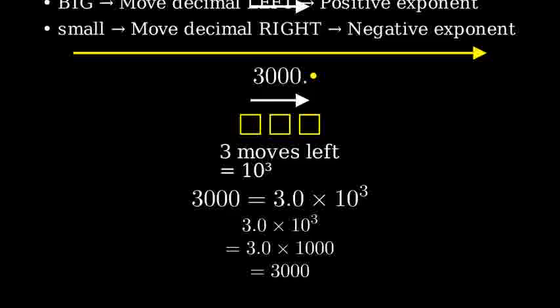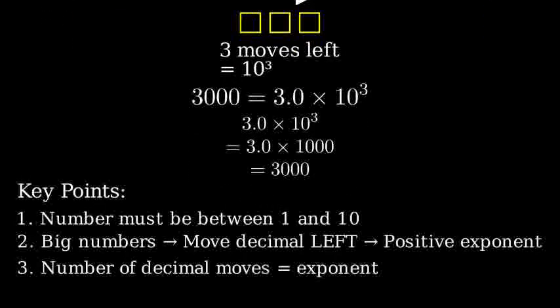Remember these key points. 1. In scientific notation, the number must be between 1 and 10 times a power of 10. 2. For big numbers, move the decimal left and use a positive exponent. 3. Count the number of places you move the decimal. That's your exponent.